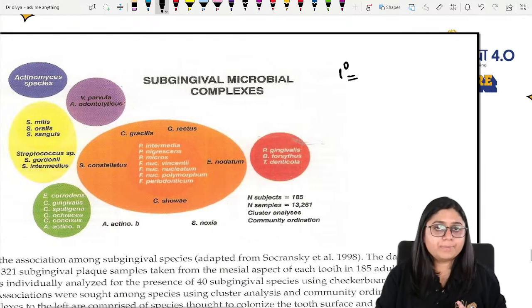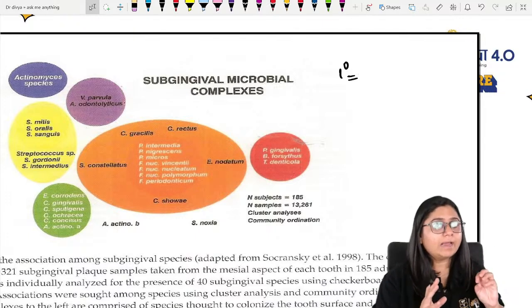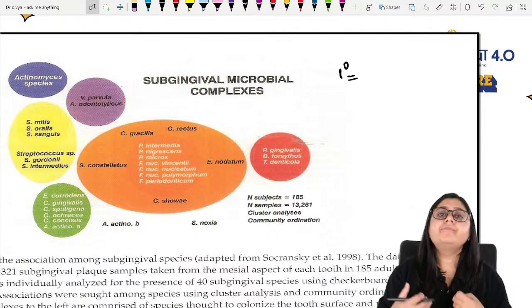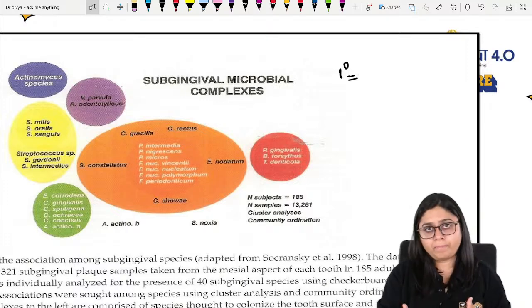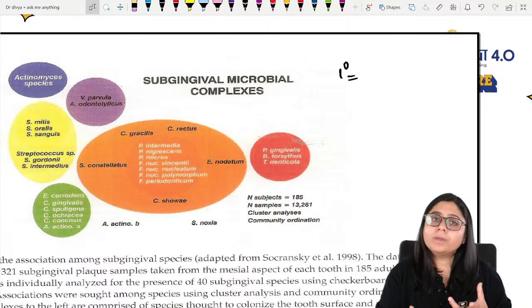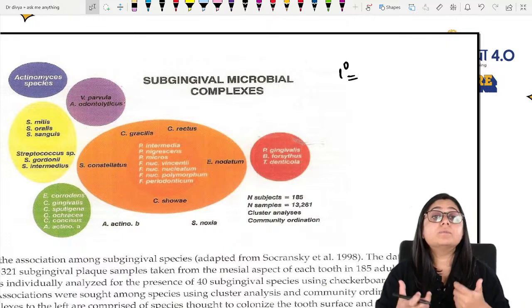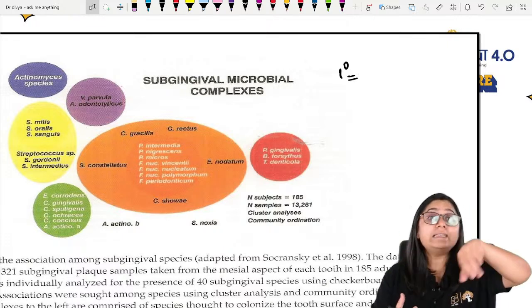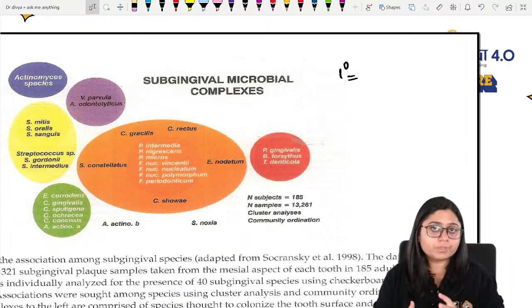So the first bacteria which are coming in contact with the tooth are aerobic or facultative anaerobic bacteria. So what are aerobic and facultative anaerobic bacteria? These are the bacteria which can survive in the presence of oxygen. They utilize the oxygen which is present around the tooth, right?